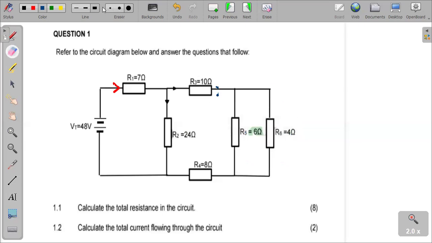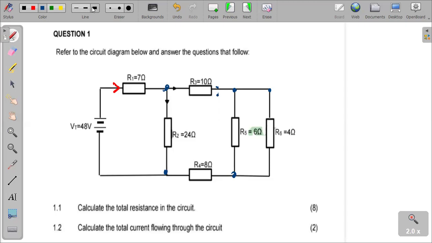Check the junctions. As a matter of fact, this is not a junction here. What is it? It's just a bend of the conductor. It's just a conductor turning or bending. So that's not a junction. This here is a junction. This here is a junction. This here is a junction. This is a junction. These are the junctions we're talking about.